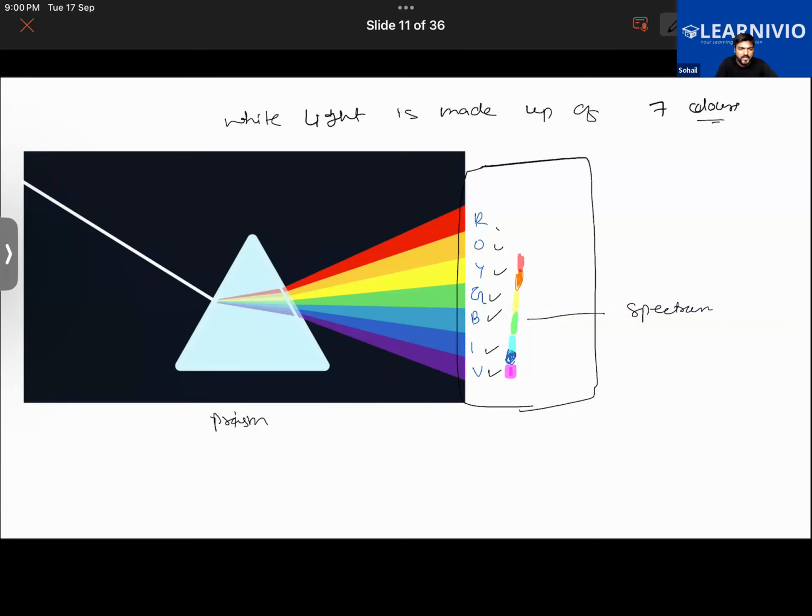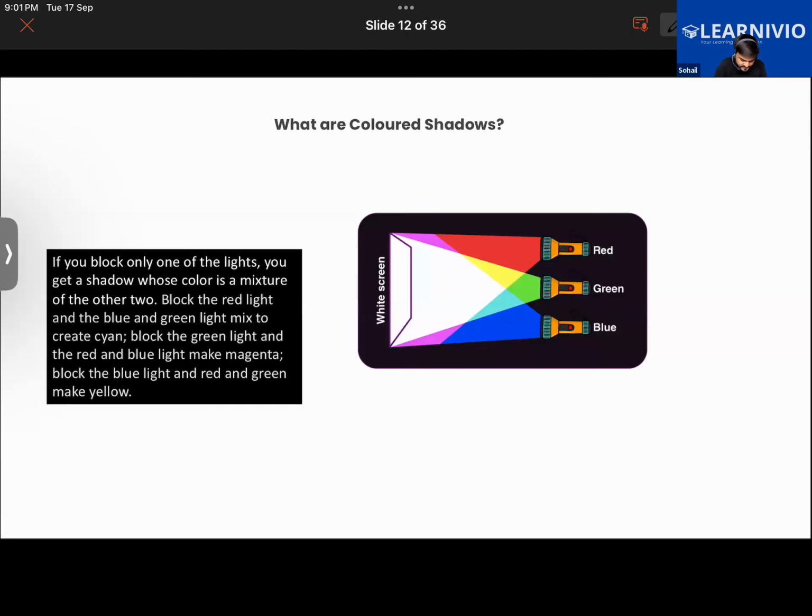Yes, sir. Now talking about the colored shadow. Why do we get to see the colored shadows? Let me explain this in detail to you guys. For that purpose, first of all, just read this paragraph. Khadija, read the given paragraph. Okay, sir.